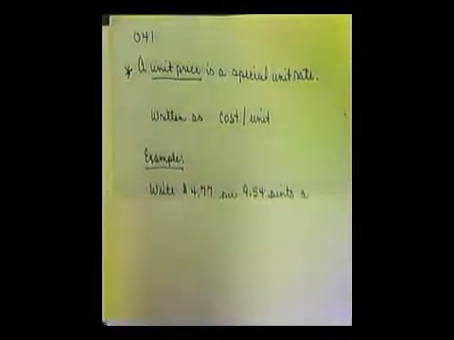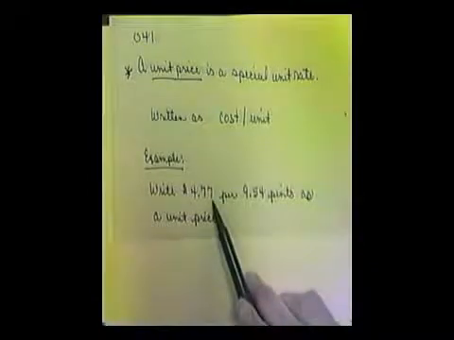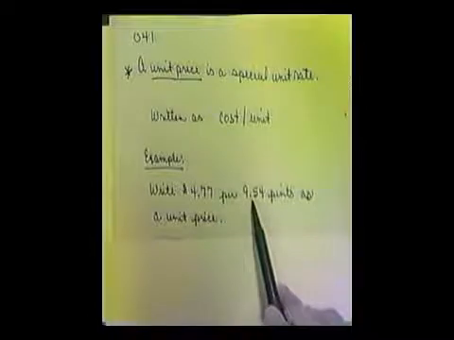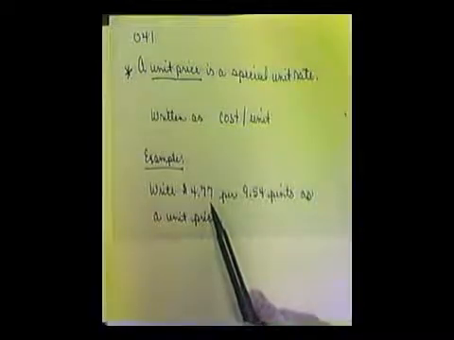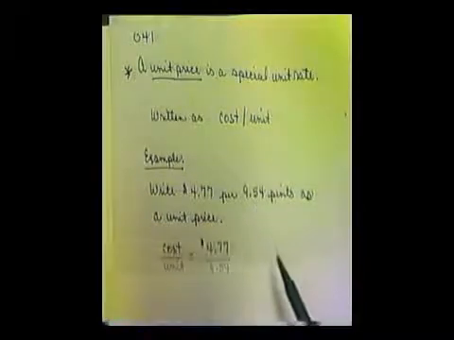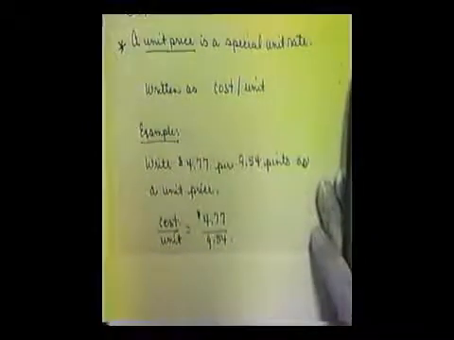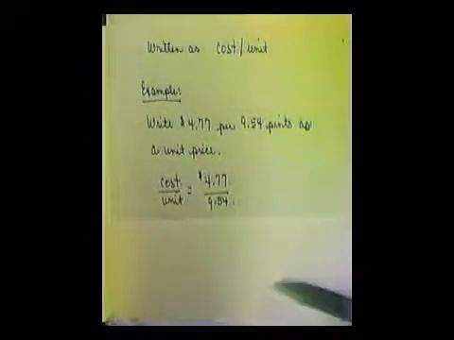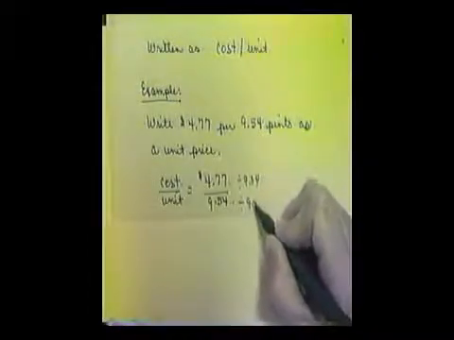Now let's look at an example of a unit price. We want to write $4.77 per 9.54 pints as a unit price. So that means $4.77 came before the per, 9.54 pints came after the per, so the $4.77 is going to go on the top of our fraction, 9.54 is going to go on the bottom of our fraction. So we get cost per unit, so we put it in this form. Now we want to get a 1 in the denominator, so again we're going to divide both the numerator and the denominator by 9.54.